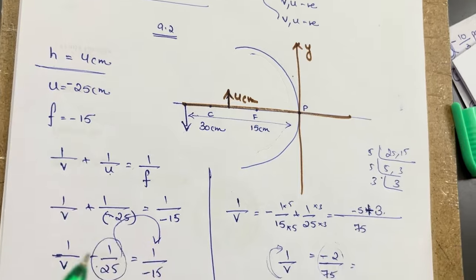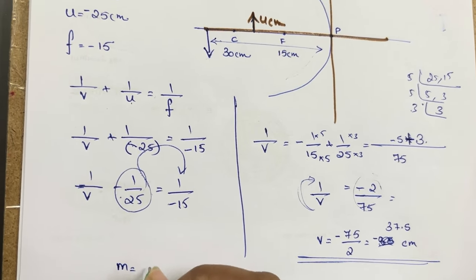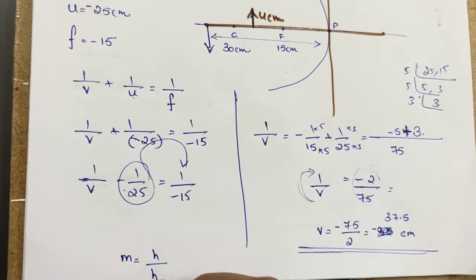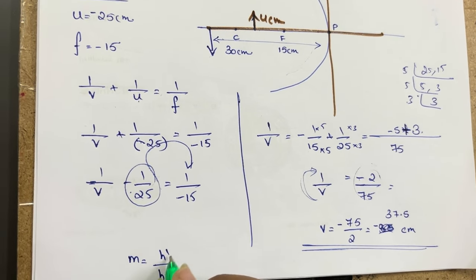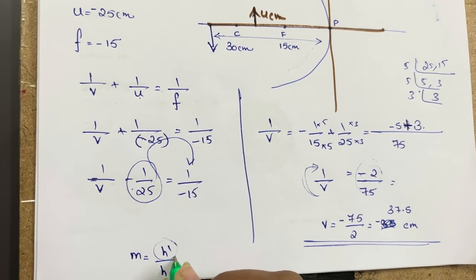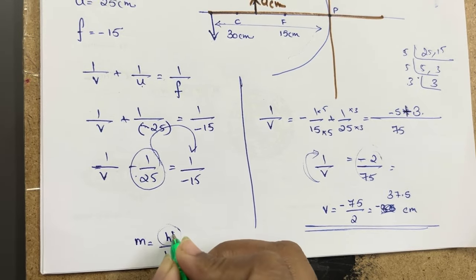What will be the height of the image now? For the height of the image, we have a formula. M is equal to h dash upon h. Do I know the height of the image? No, I don't know. So we do not know the height of the image, so we cannot use this formula directly.